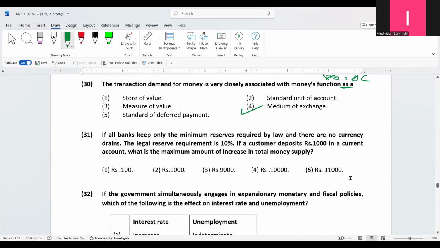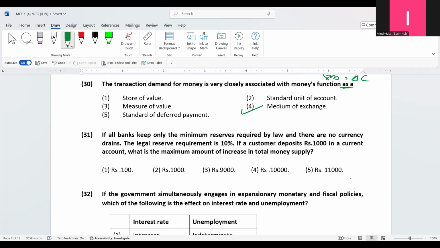If all banks keep only the minimum reserve requirement by law and there are no currency drains, meaning people don't withdraw money, and the legal reserve requirement, SRR, is 10%, if a customer deposits rupees 1000 in a current account, what is the maximum amount of increase in the total money supply? So here we are looking for the increase in total money supply. Customer deposits 1000.